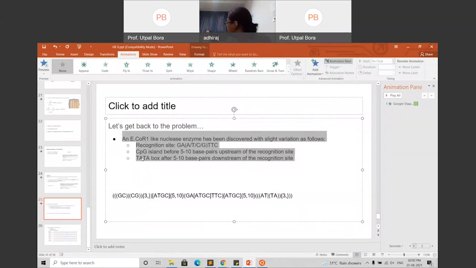That is the whole point of this session, right? To be able to search for recognition sites or target sites from scratch. If you don't have any resources, how are you going to go about it? So that is the whole thing.